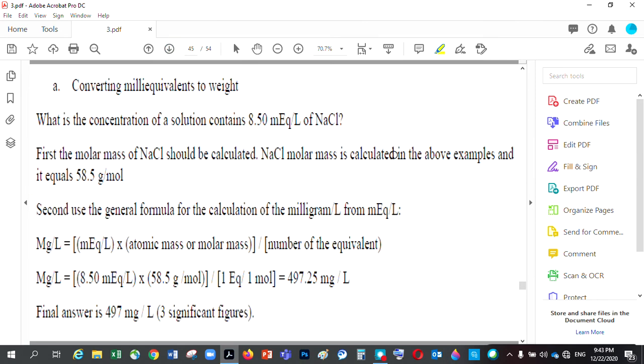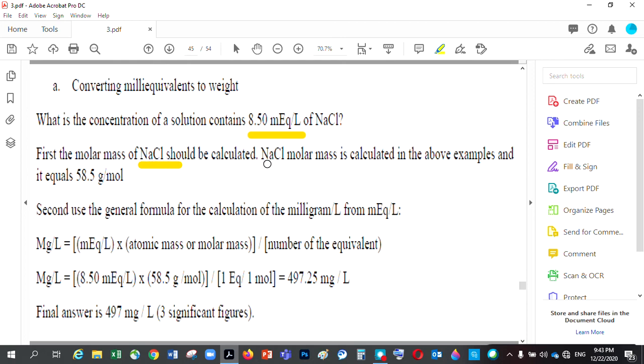Let's look at some examples so we can look at the conversion. What is the concentration of a solution that contains 8.50 milliequivalent per liter of sodium chloride? First, the molar mass of sodium chloride, correct? Because we need the moles, so we have to get everything through the molar mass.